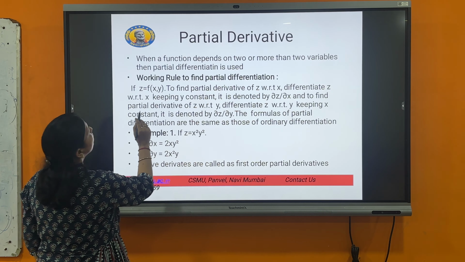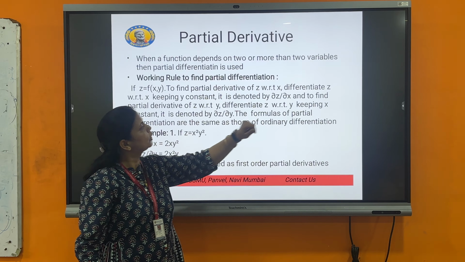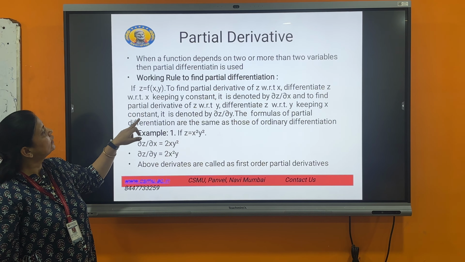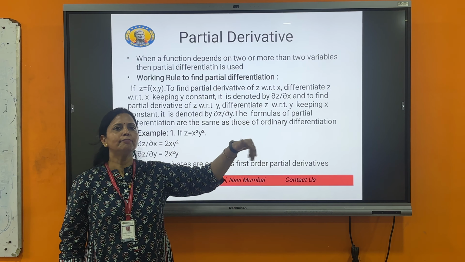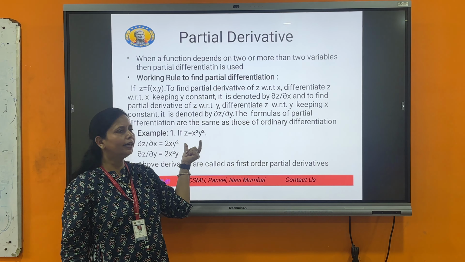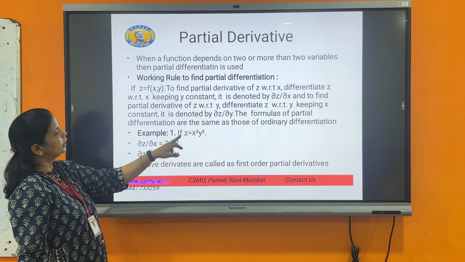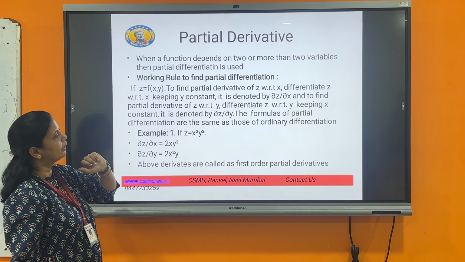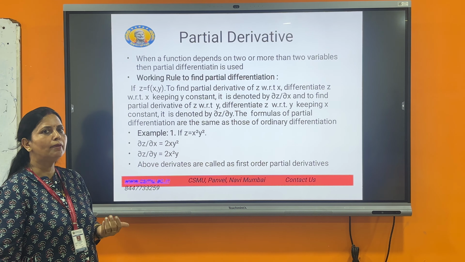And to find the partial derivative of z with respect to y, we differentiate z with respect to y, keeping x constant. It is denoted by del z by del y. The formulas of partial derivatives are the same as those of ordinary derivatives. For example, if we are given z equal to x square plus y square and we have to find del z by del x as well as del z by del y.